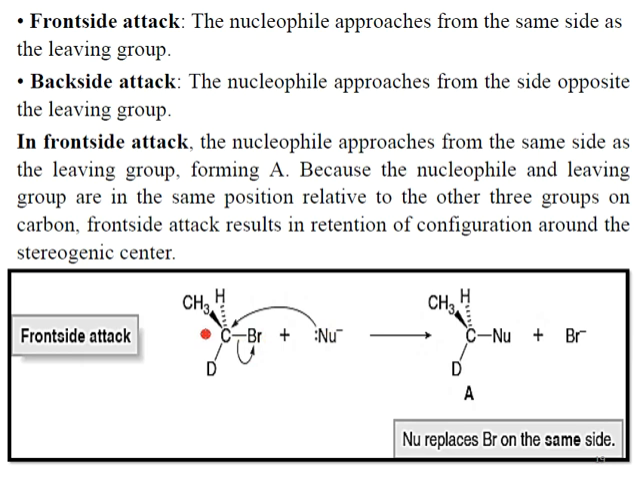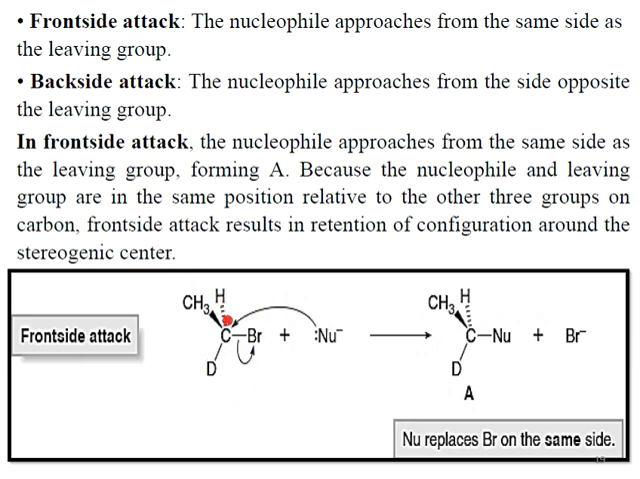In front side attack, the nucleophile approaches from the same side as the leaving group, forming compound A. Because the nucleophile and the leaving group are in the same position relative to the other three groups on the carbon, front side attack results in retention of configuration. That means the configuration of this compound will be the same, no different.